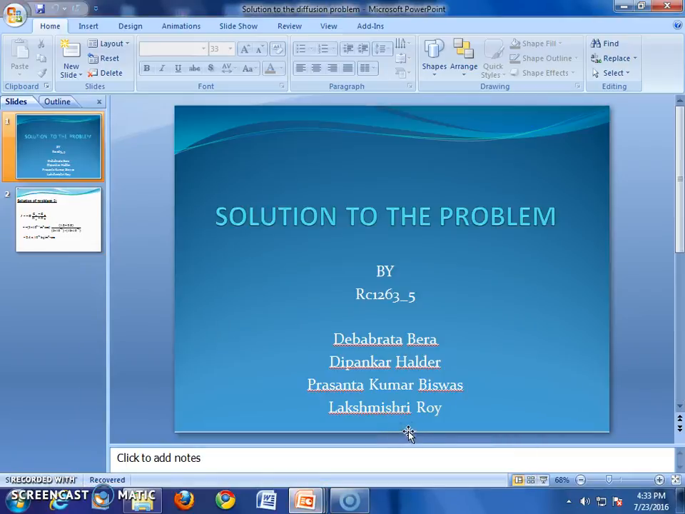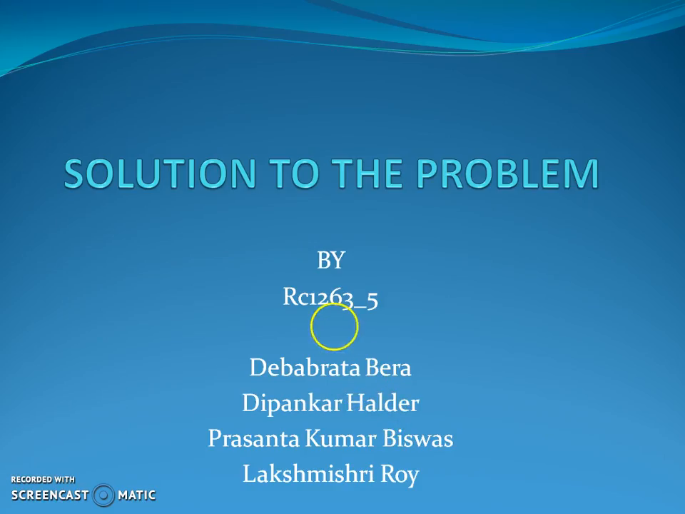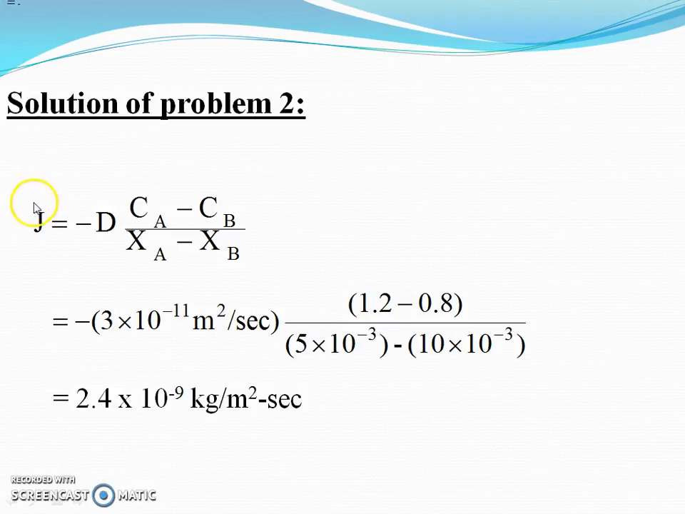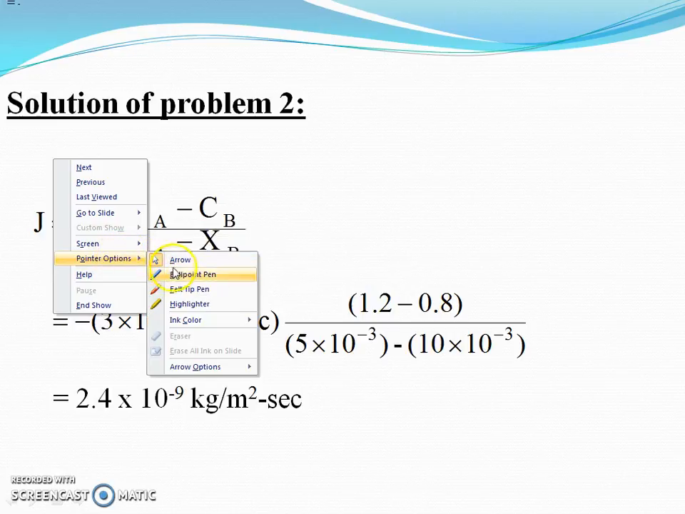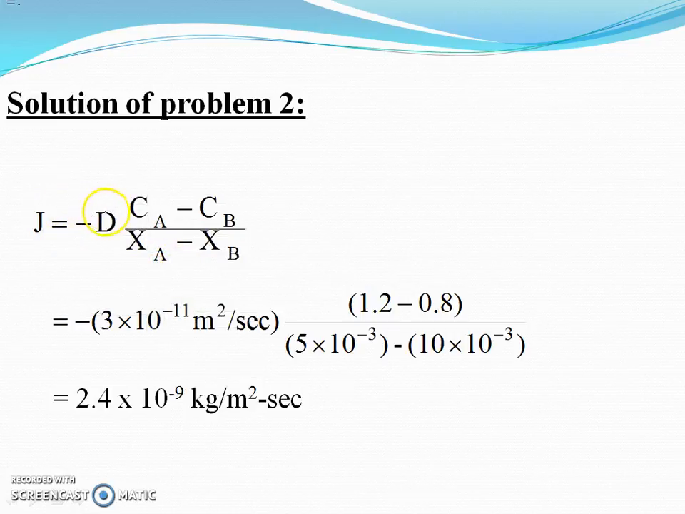Therefore J is nothing but, as we have already gone through Fick's first law, J equals D into dCA by dx. dCA is nothing but CA minus CB and the distance is nothing but XA minus XB.